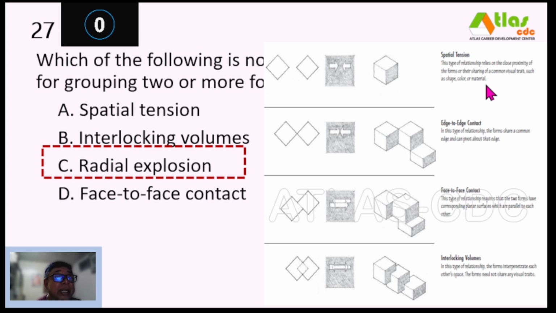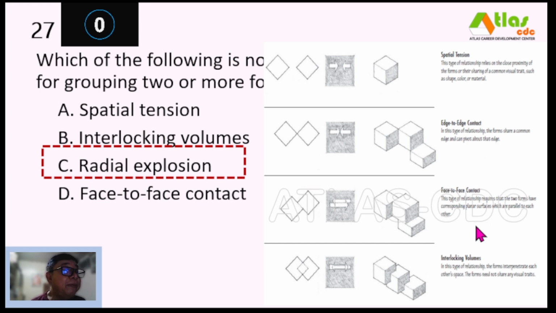When you say spatial tension, it is the type of relationship that relies on the close proximity of the forms or their sharing of a common visual trait, such as shape, color, or material. Magkatabi, magkalapit. Edge-to-edge contact, on the other hand, is the type of relationship wherein the forms share a common edge, magkadikit yung kanto, and can pivot about that edge.